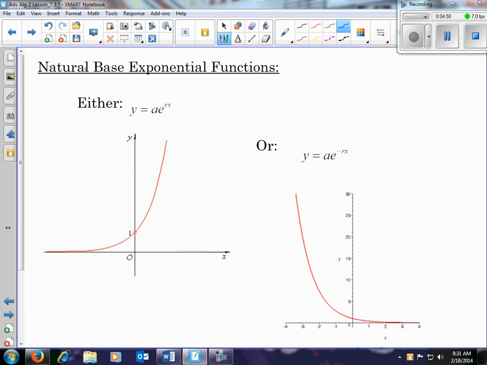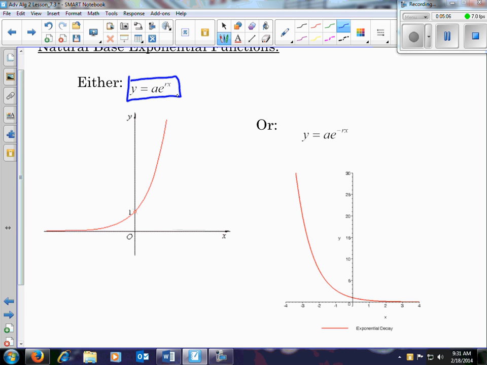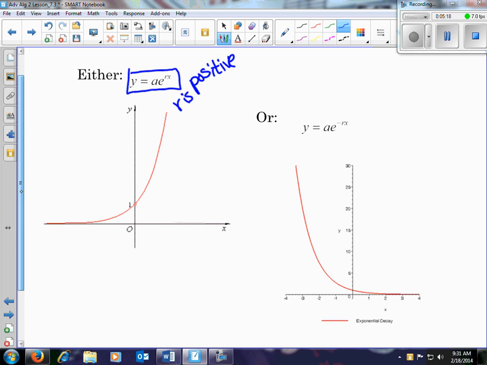Okay, next thing, natural base exponential functions. We are going to have functions that look like this. We're going to have y equals ae^(rx), and y equals ae^(-rx). Now, if I have a positive r, then we are going to have a growth chart. So this is going to be an exponential growth. So positive r is exponential growth.